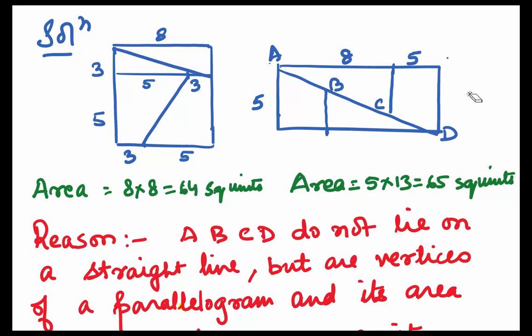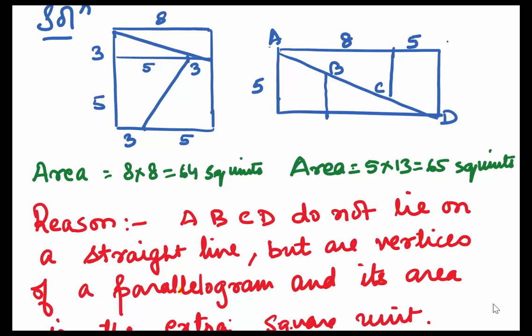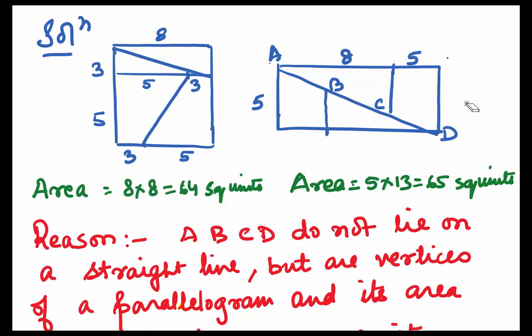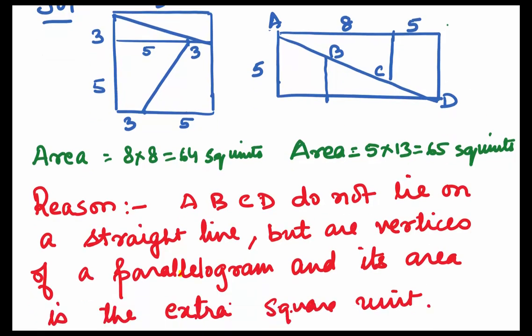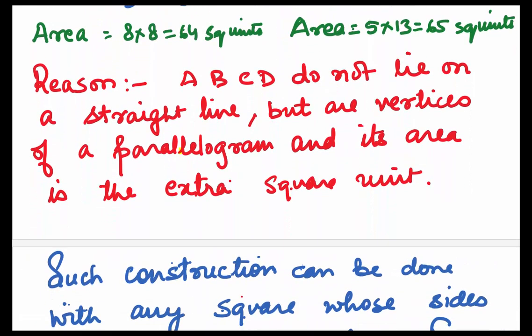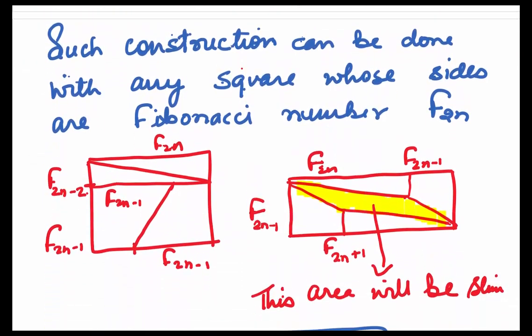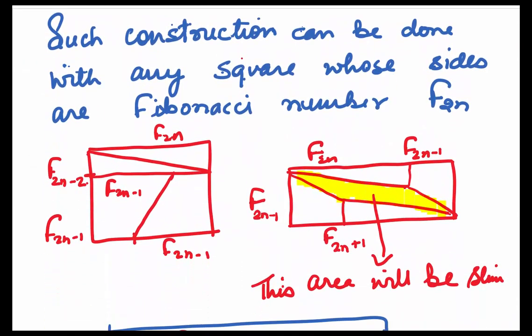So how does this discrepancy happen? How do we get 1 square unit of area more? The reason is A, B, C, D in the second figure do not lie on a straight line, but they are vertices of a parallelogram. And since the parallelogram is so slim that it feels like a straight line, this gives us that extra square unit of area. Such a construction can be done with any square whose side is a Fibonacci number F(2n).